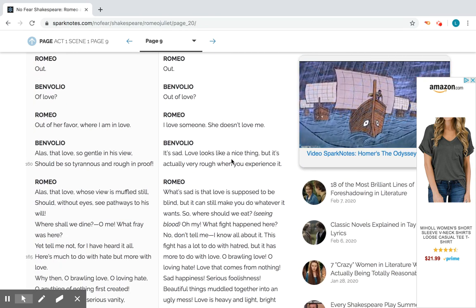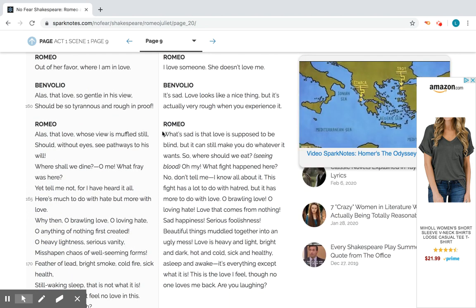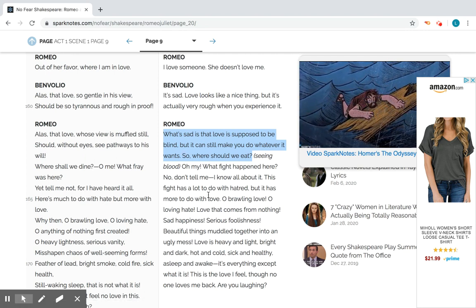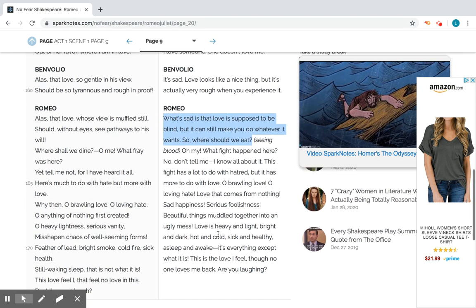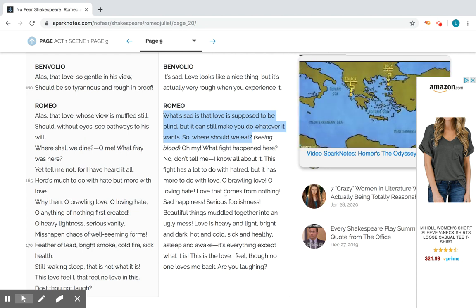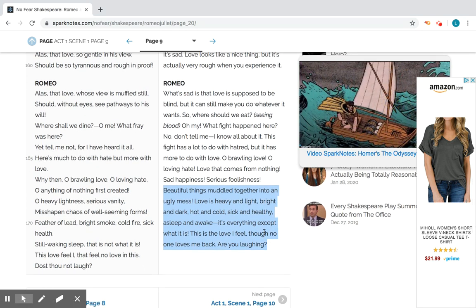Alas, that love so gentle in his view should be so tyrannous and rough in proof. Alas, that love whose view is muffled still should without eyes see pathways to his will. Where shall we dine? Oh me, what fray was here? Yet tell me not, for I have heard it all. Here's much to do with hate, but more with love. Why then, O brawling love, O loving hate, O anything of nothing first create, O heavy lightness, serious vanity, misshapen chaos of well-seeming forms, feather of lead, bright smoke, cold fire, sick health, still-waking sleep, that is not what it is. This love feel I that feel no love in this.